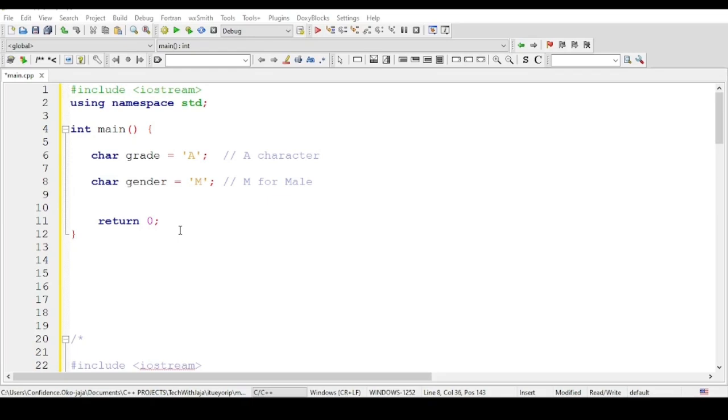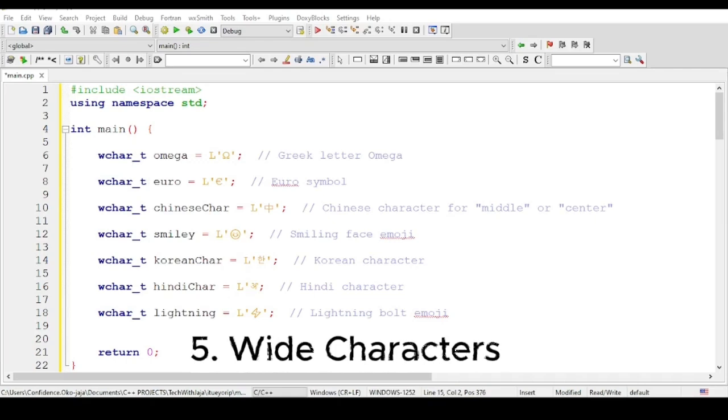In C++, characters are represented by the char keyword. A variable of type char holds a single character, such as A, B, or 7. Behind the scenes, characters are stored as numeric values according to the ASCII encoding system, where each character is assigned a specific numeric value. Characters take up 1 byte of memory in most systems. While the regular character type is used for storing single byte characters like English letters or numbers, it cannot handle characters from languages that require more complex symbols, such as Chinese, Arabic, or even emojis.